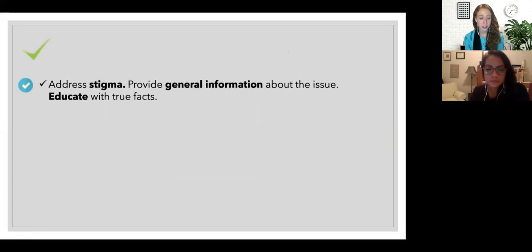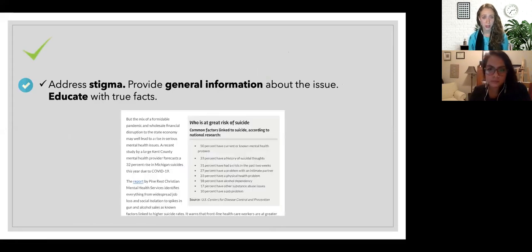So one of these is addressing stigma. You can do this by starting conversations and creating space for people to talk about the issue. Talk about suicide generally, reporting on incidents in the country or general trends or statistics. Educate people with true facts and findings from formal research if you can, and include opinions of health experts. Here's an example of a way to do this in an article.